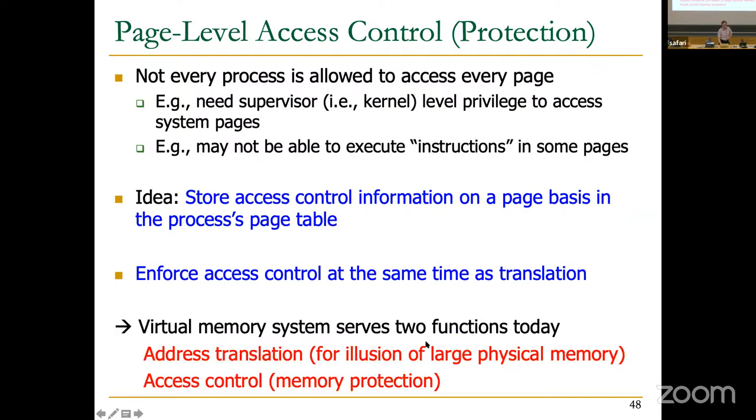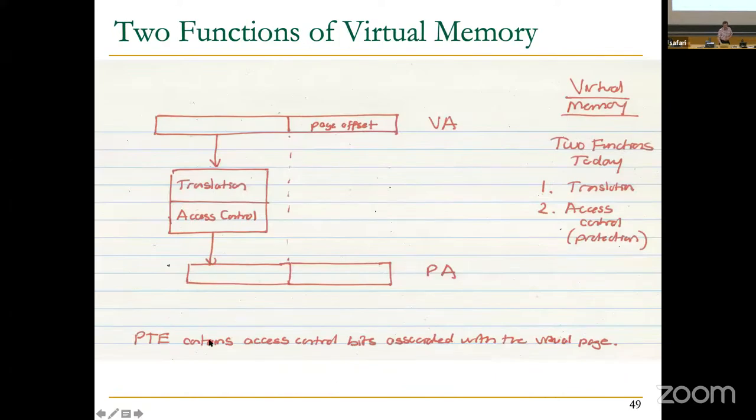Basically, virtual memory system serves two functions today. One is address translation to give you the illusion of large physical memory, and the other is access control to give you memory protection. And this is my nice picture. Essentially, when you're doing translation, you also bundle access control with it. And in fact, access control takes priority. If you don't have access, forget about the translation, right? You don't need the translation. And if you're trying to access a page that you don't have the proper access to, you'll get an exception immediately. It's called an access protection exception in some systems. Essentially, you get kicked to the operating system and the operating system usually stops the program, right? Because it's trying to access something it's not allowed to access.